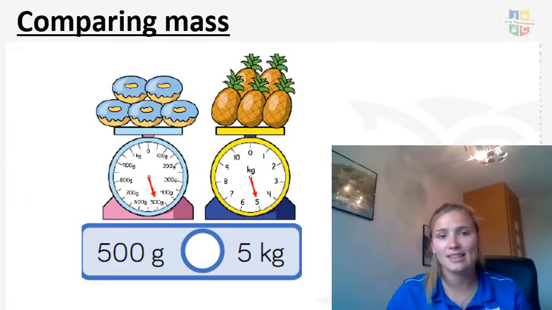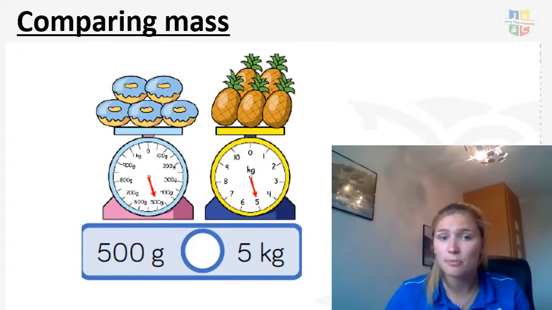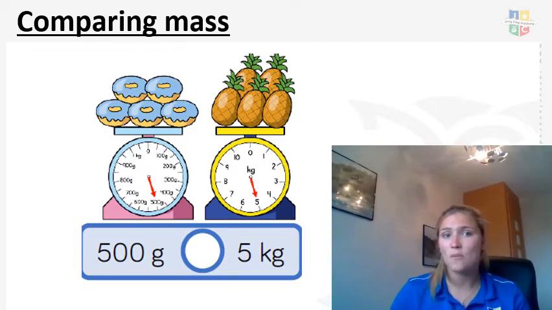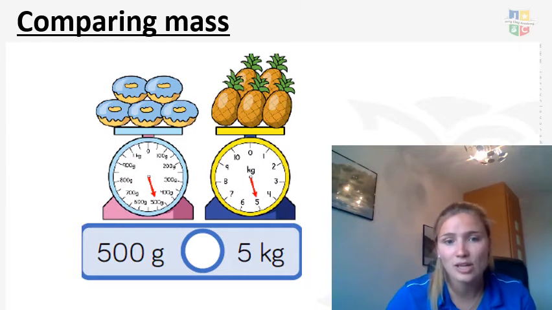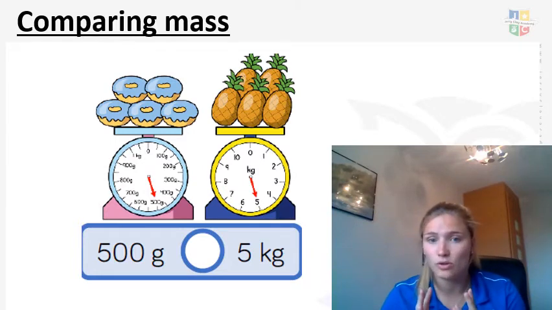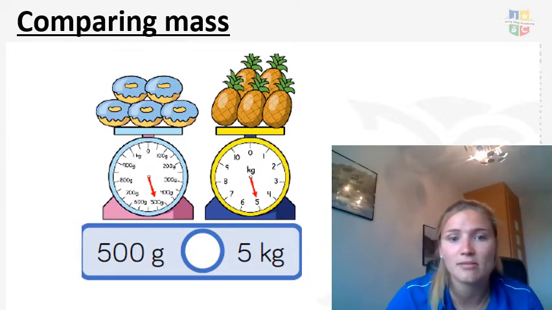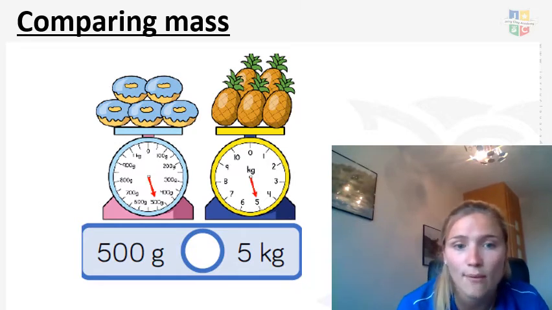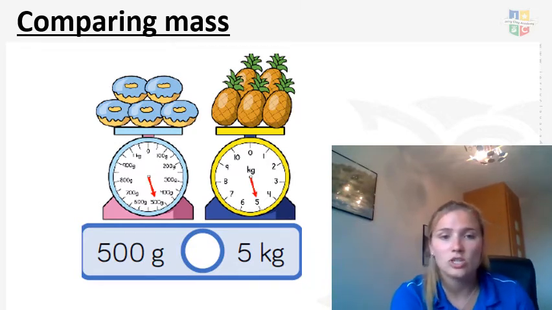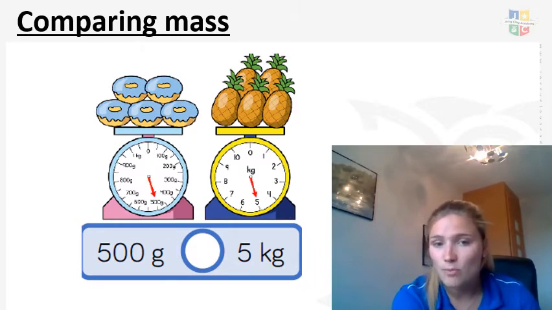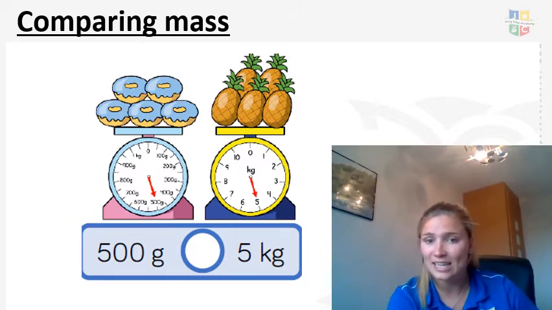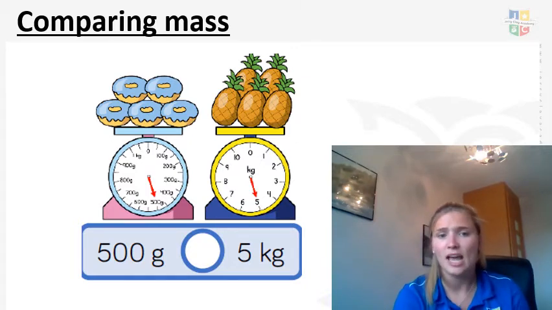So looking at the donuts and the pineapples, we want to compare which one is heavier or are they the same. Now we can look at the scale and we can use that to pull the number off. Well, I've already done that for you. So we can see for the first one weighs 500 grams, whereas the second one we look at the unit of measure and it's in kilograms, so this one weighs 5 kilograms. So we can see that we've got 500 grams and 5 kilograms.